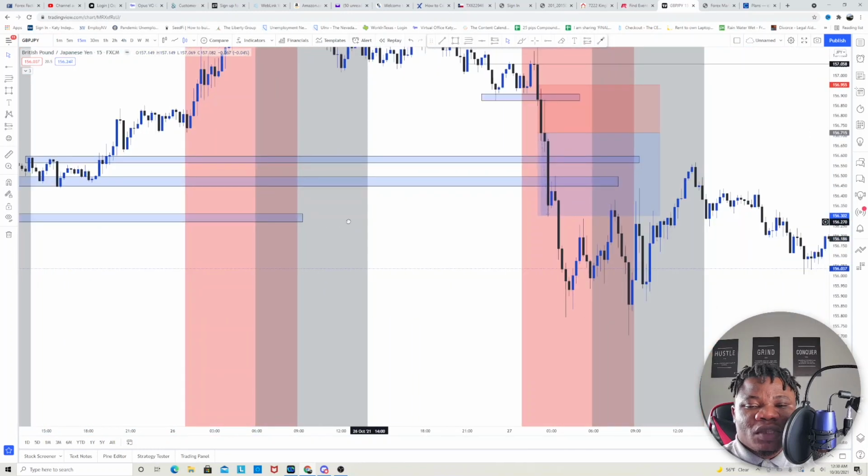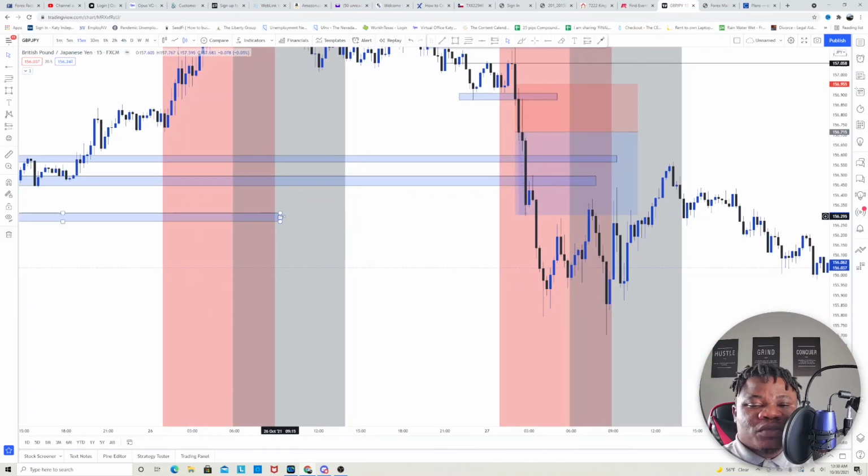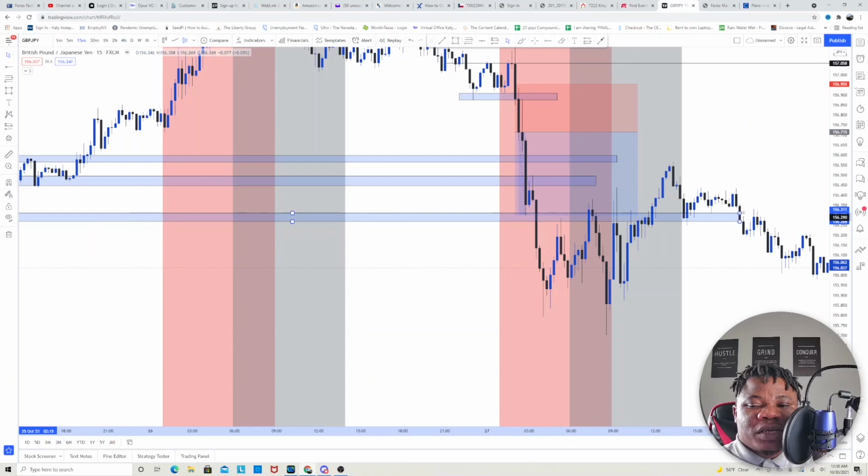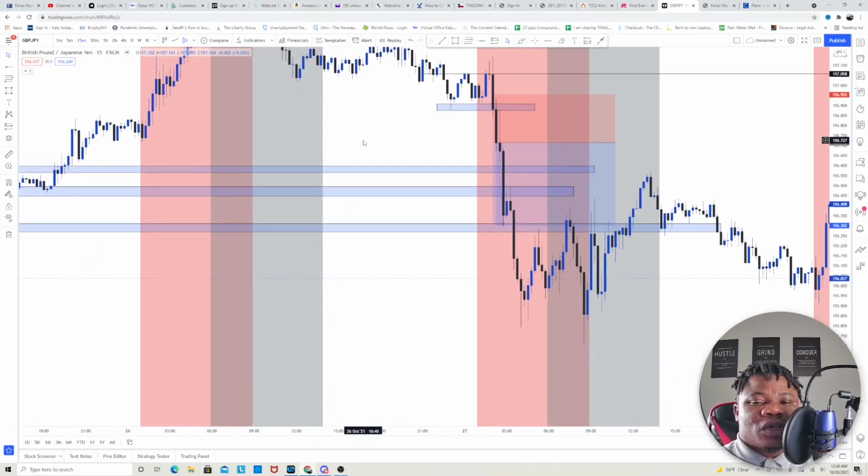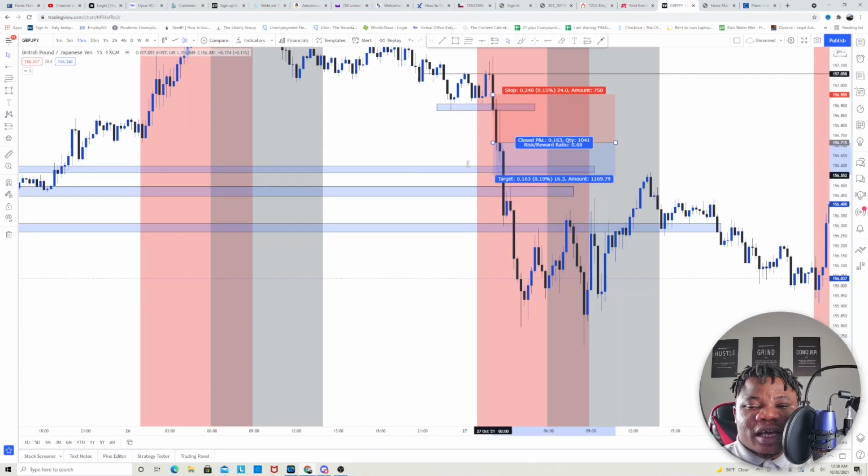So if you have more than one take profit, I always recommend that you make sure you move your stop loss to entry price whenever your take profit gets smashed. And if we look at this here, we can see that our first take profit is going to be for 15 pips.